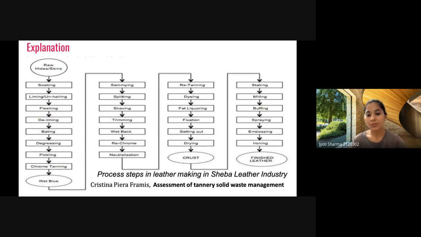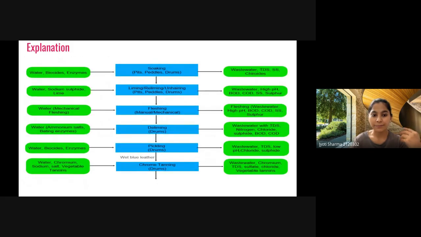So, okay, these are the different steps that we tried to cover. Obviously, some of them we couldn't cover, but a lot of steps we covered. Now the thing is, each step is giving you some wastewater or some hazardous things. Okay, so just see.